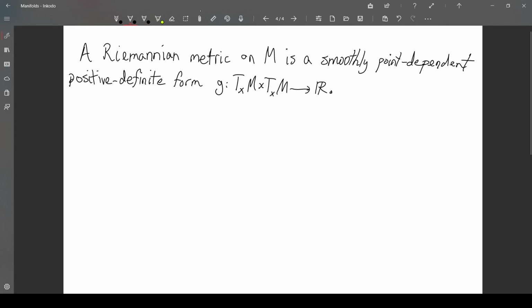So what does this mean? This means that at every point, the metric gives us essentially a scalar product on tangent space. So we can take two tangent vectors to x and multiply them and get some real number out of that.